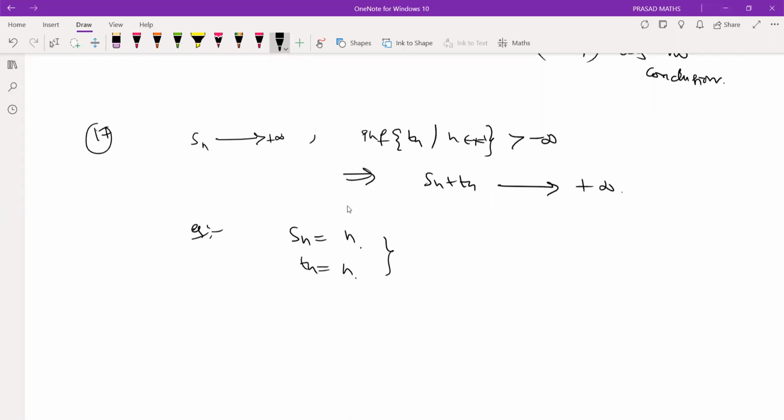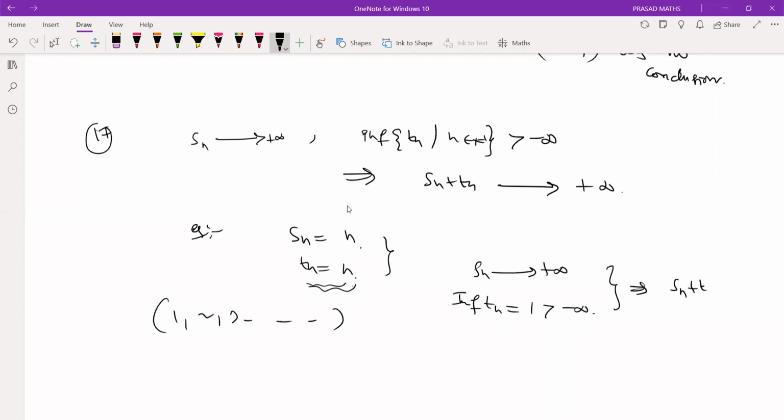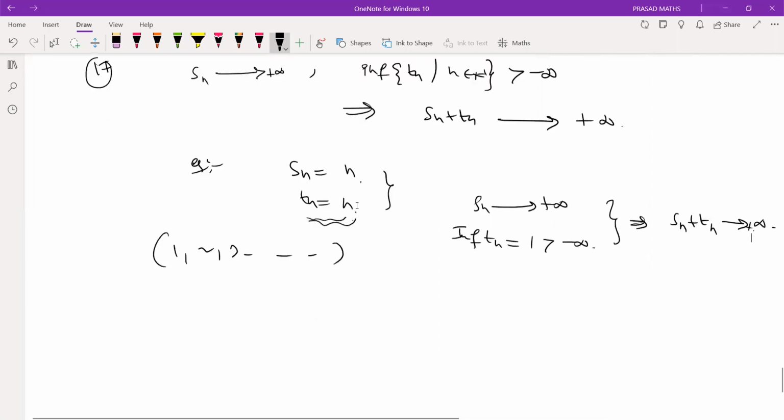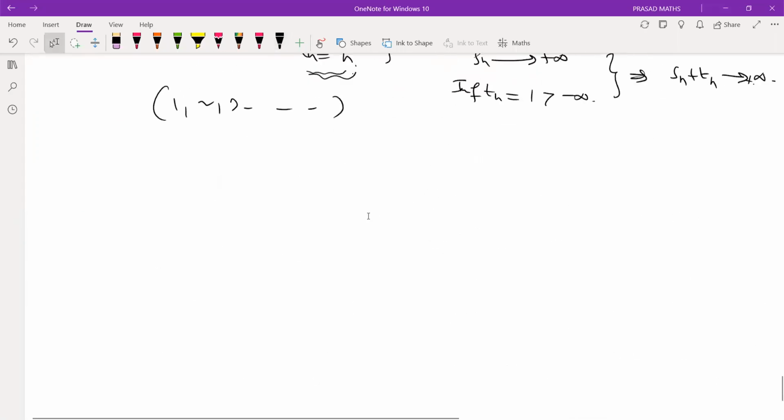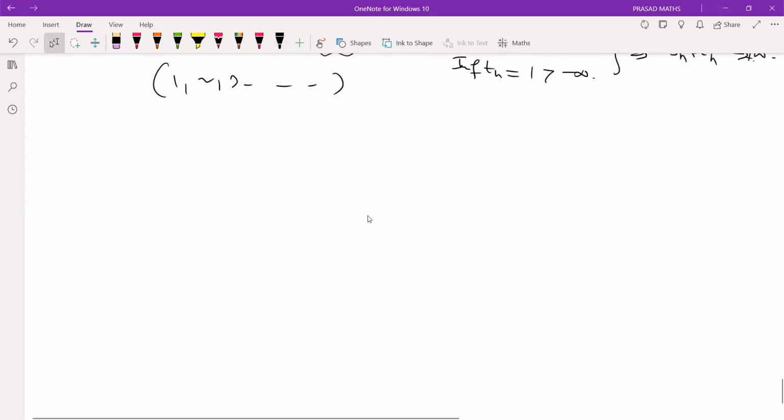Right? So Sn clearly diverges to plus infinity, and what is the infimum of Tn? Tn is 1, 2, 3, 4 going on. This is my Tn. The infimum of Tn is actually 1. So 1 is always bigger than minus infinity, right? So by this result, this tends to plus infinity. I'll give you later examples. This is only theory. This is also a very, very important result. I'll show you later why this is important. These are the only property classes.